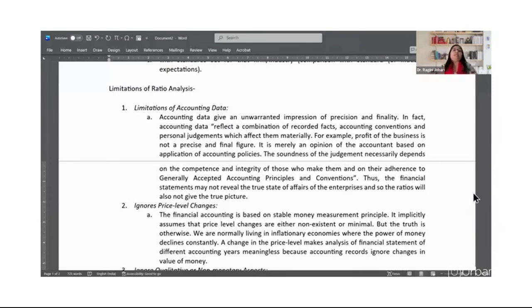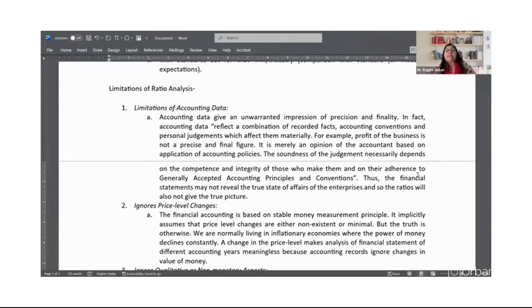Okay, so limitations of accounting data we talk about. So the first ever limitation is that it follows the generally accepted accounting principles and conventions. Thus, what happens is that these financial statements may not reveal the true state of affairs of enterprises, because they are only able to give you the results which the numbers show, right?